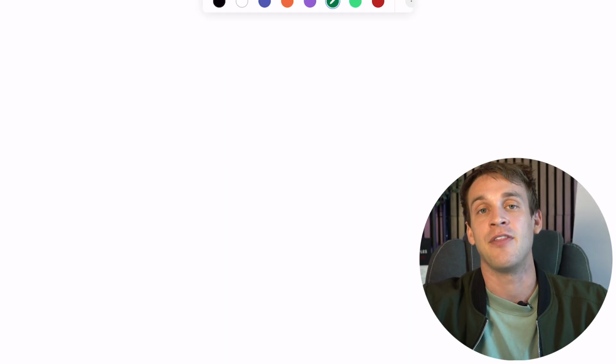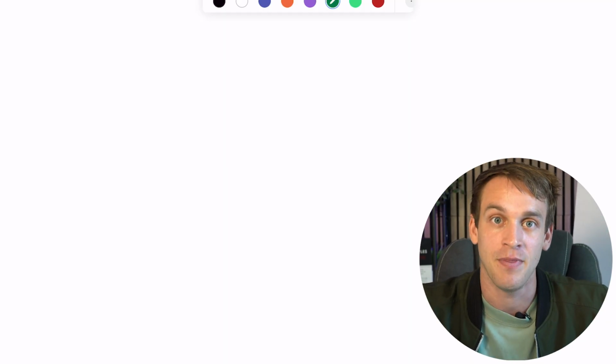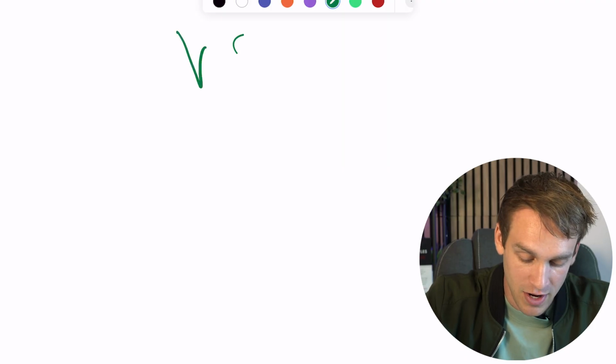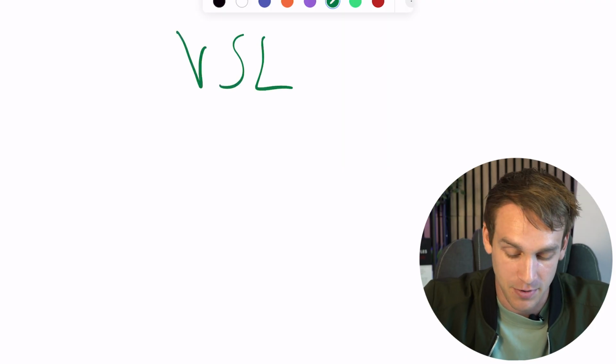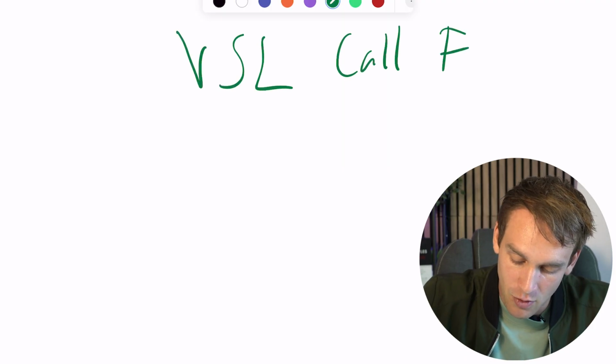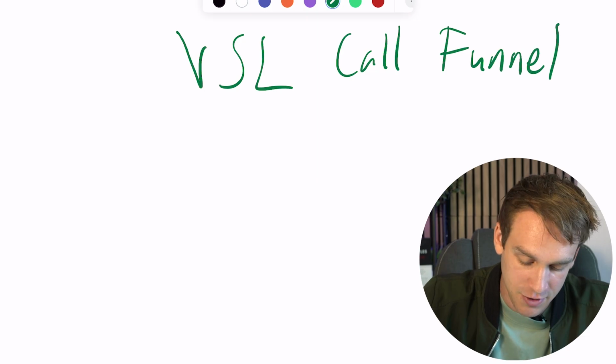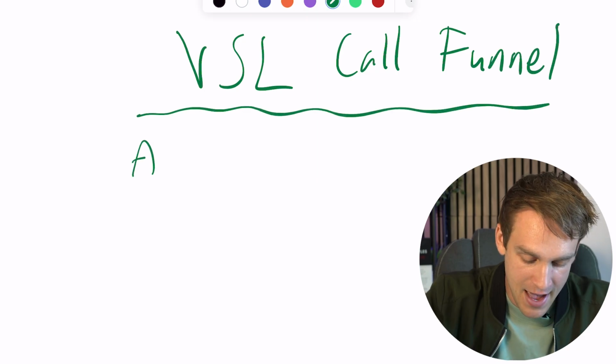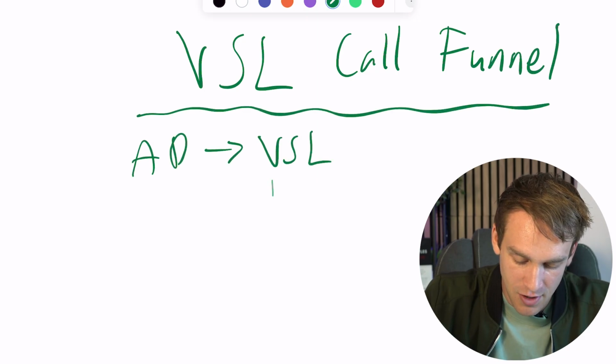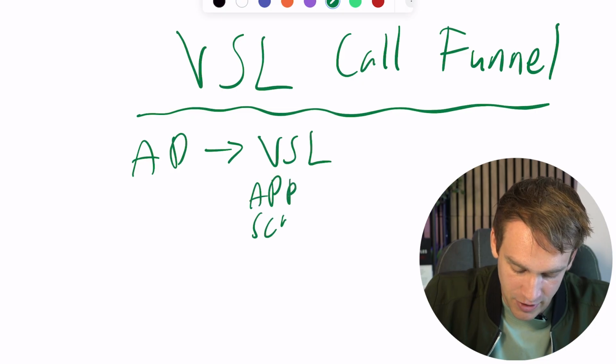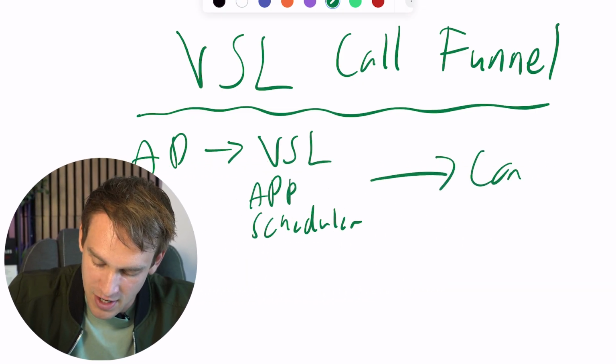We first need to gather the key metrics that make up that funnel. So for example, say you're running, in this case, because we're talking about dropping your cost per call, a VSL call funnel with no opt-in, okay? So you just basically drive traffic from the ad over to a VSL page with an application and a scheduler. And then from there, you drive them over to a confirm page.